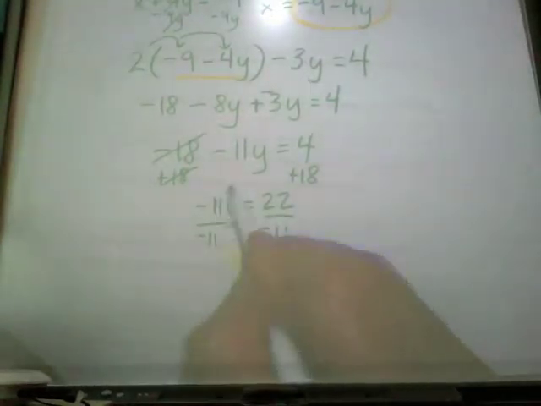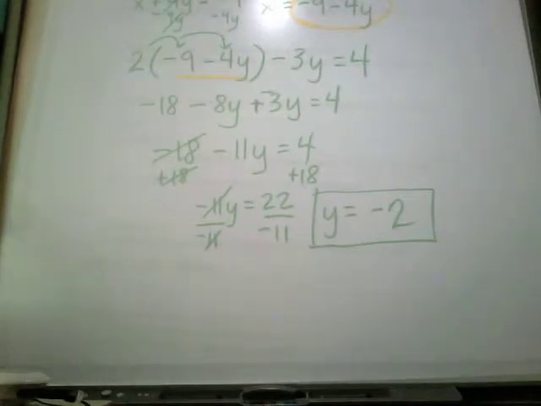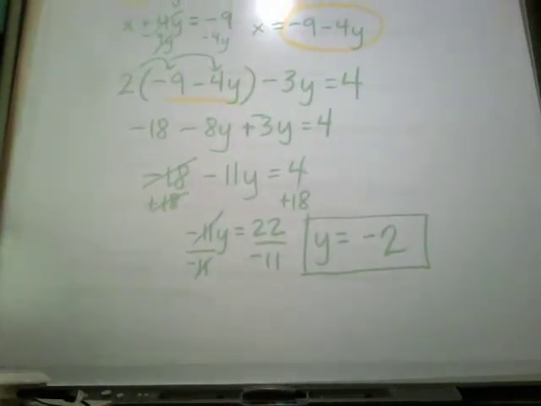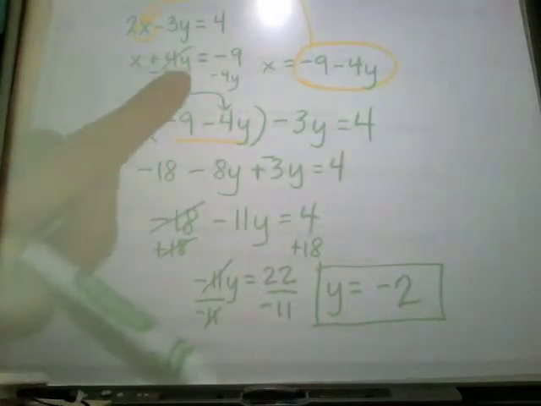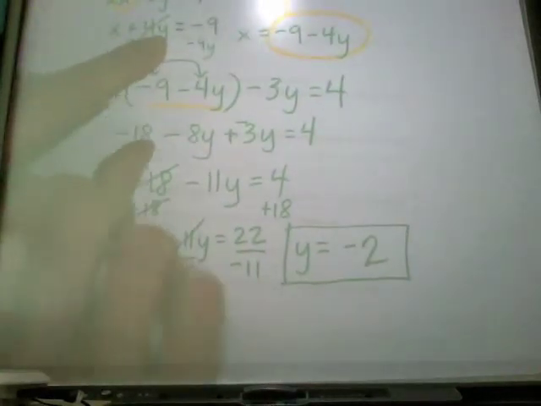When I divide both sides by negative 11, positive divided by a negative makes a negative. Don't forget your signs. I'm halfway, more than halfway done. I have half my answer. y equals negative 2. Now, if we look back, we can plug that value in for either equation. I'm going to suggest you go with the easier one again. I think the second one is easier.